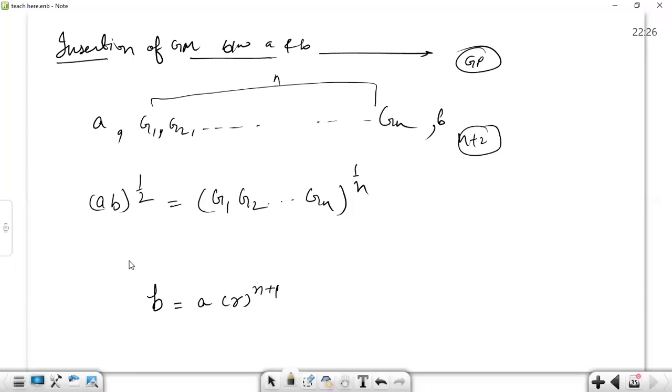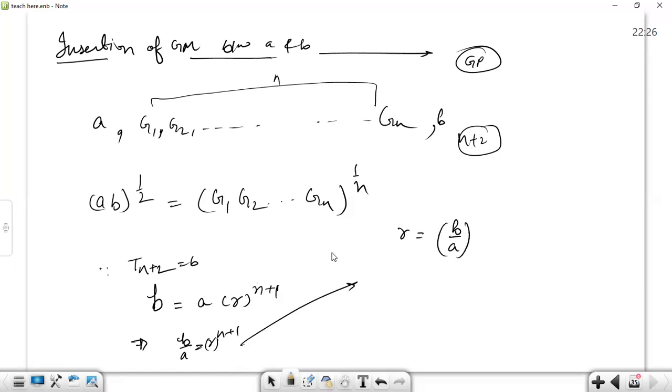Any doubts? No, sir. So we can write B by A is equal to r raised to power n plus 1. So if we further simplify it, r becomes B by A, and the power goes to the other side, so it will be written in reciprocals. This is the common ratio. This is important. Now, similarly, G1 will become A into R.